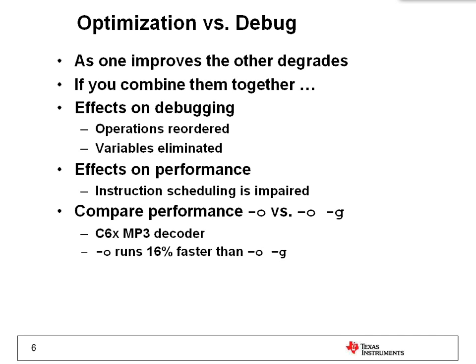Okay, so this last little part of the slide compares performance, and it's just one data point. Your mileage will vary on this a lot, okay, but I just want to give you one data point to give you something of an idea what it might be. So on C6000 with an MP3 decoder, we discovered that building with just -O, the code runs 16% faster than if you run with -O -G. Okay, so that's just, like I said, just one data point.